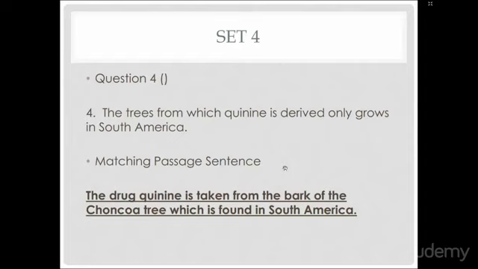We don't know. When we look at the passage sentence, we don't know if it is only found in South America. It says it's found in South America. Maybe it is only in South America. Maybe it is. We don't know. The passage sentence doesn't say it. It's missing. Again, that's an example of not given. Okay? Are you getting it?